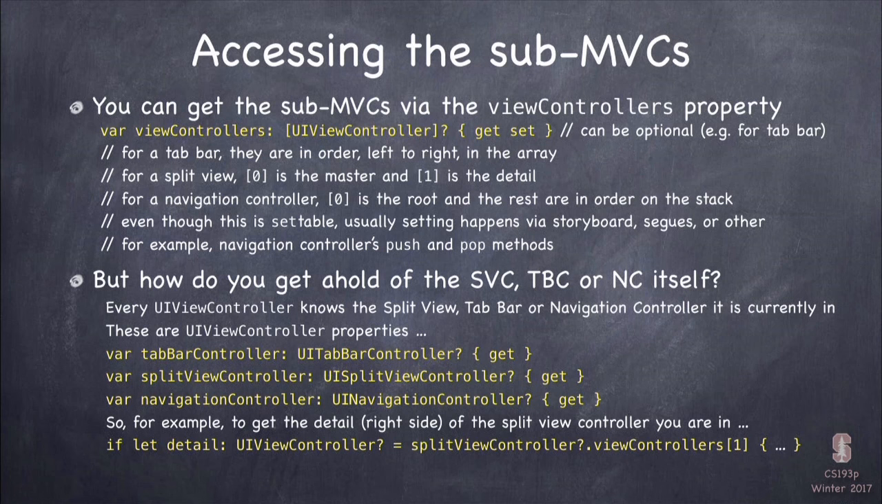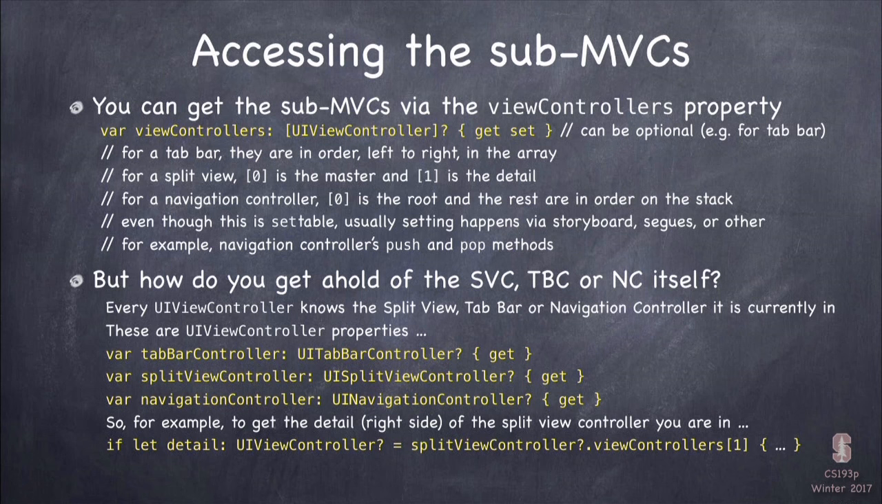Well, all UI view controllers have these three vars: tab bar controller, split view controller, navigation controller. If you are in one of those things, this will return the one you are in. If you're not in one, it will return nil. Okay, so that's how you find out the split view controller you're in. And you can use the combination of these two things.